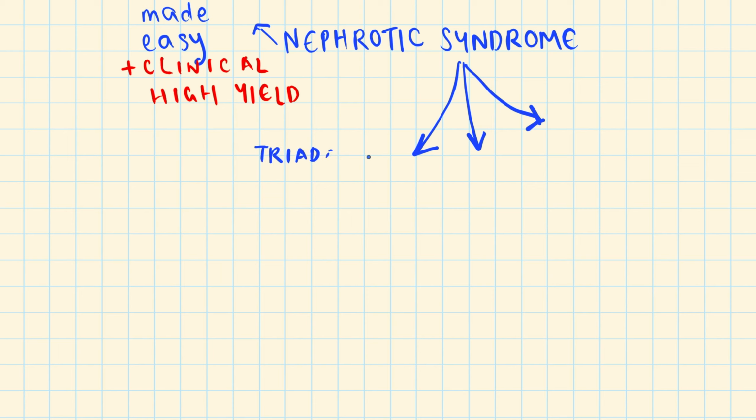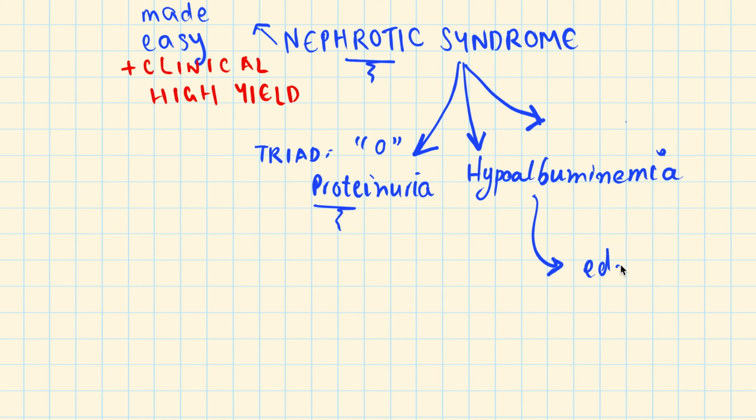It is a triad of three findings, which include proteinuria, and remember, just like nephro has an O in it, pro has a rho as well. Nephro, rho, proteinuria, rho. That's how you can remember that the hallmark of nephrotic syndrome is proteinuria. You also get hypoalbuminemia, which makes sense because you're going to be losing proteins and you're going to be losing albumin. What about edema? Okay, I'm going to move it from there and write it here because edema is actually a consequence of the hypoalbuminemia and hyperlipidemia.